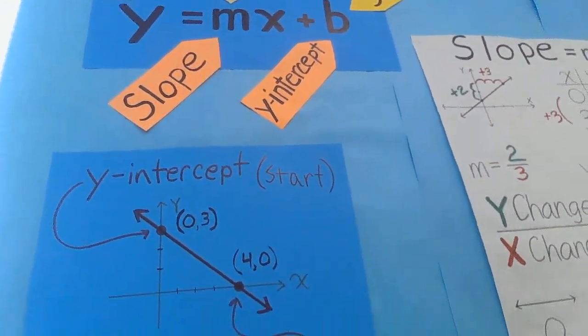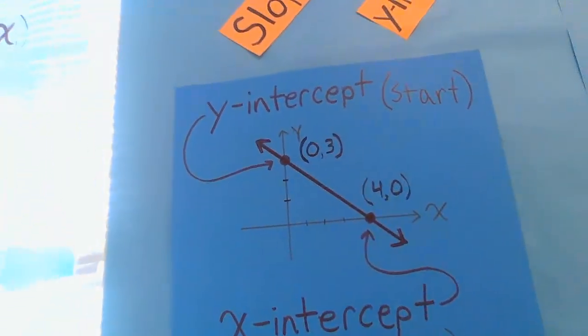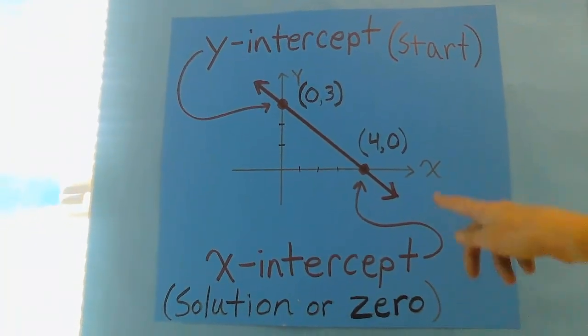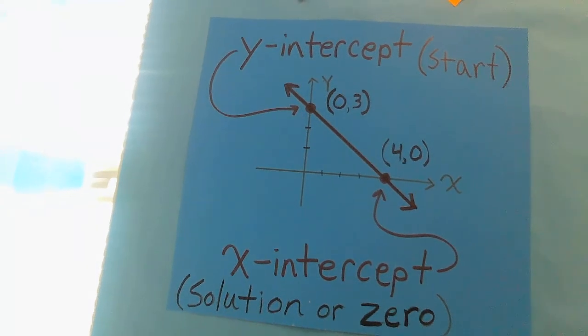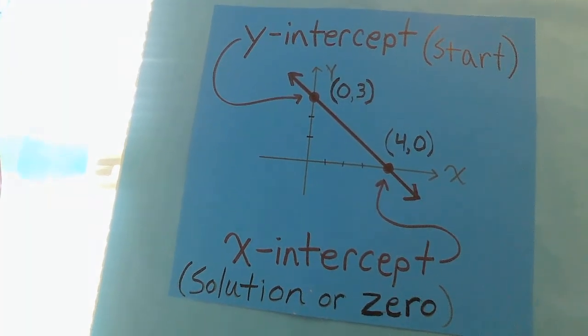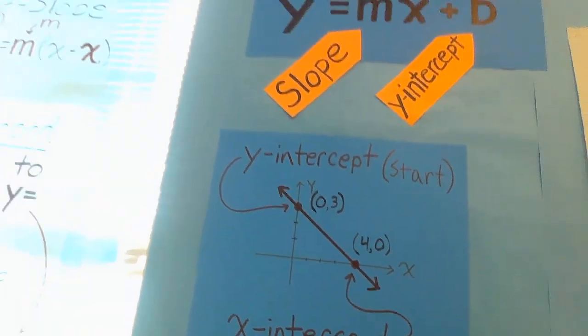So here's that linear poster. Let me get over here where I can see it. And of course, remember, x-intercept, solutions and zeros are all the same thing. So if they're asking you for a 0, you're looking for the x-intercept. And the y-intercept is where it's crossing the y-axis.